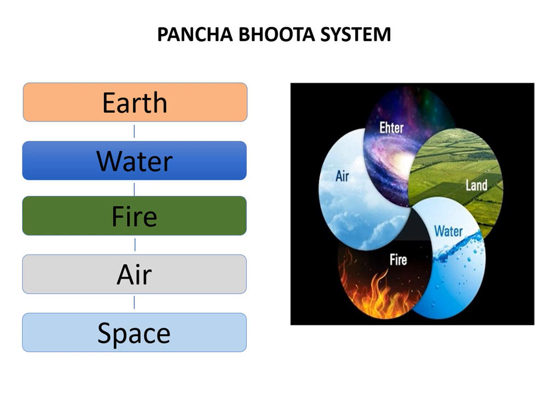What is its role in architecture? Earth denotes the foundation and walls. Water denotes water bodies and drainage. Fire, or Agni, is for kitchen and lighting. Air, Vayu, is for ventilation. Space is for open spaces.